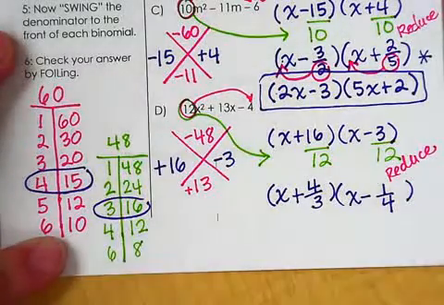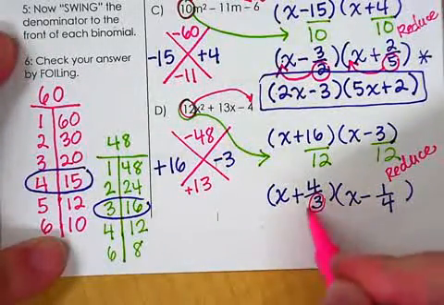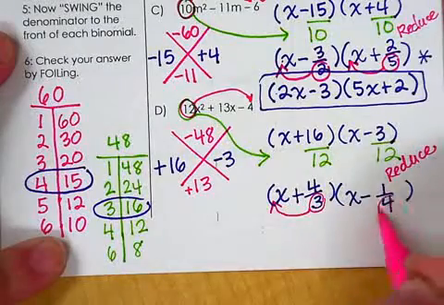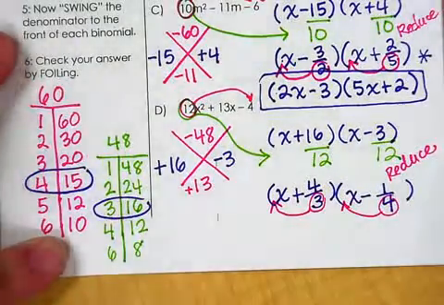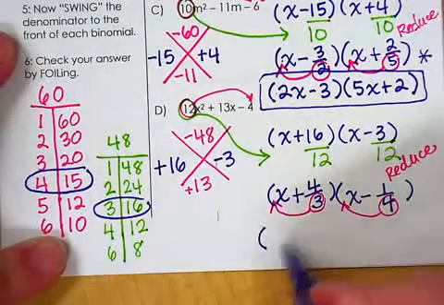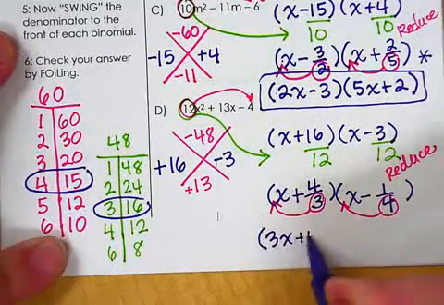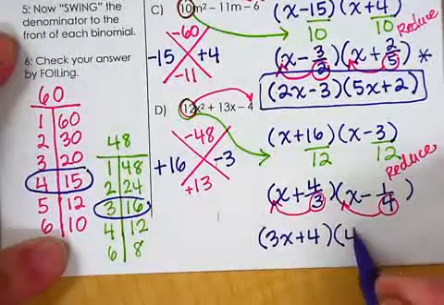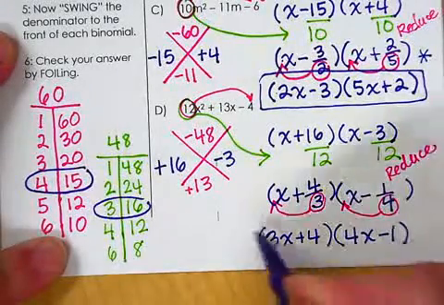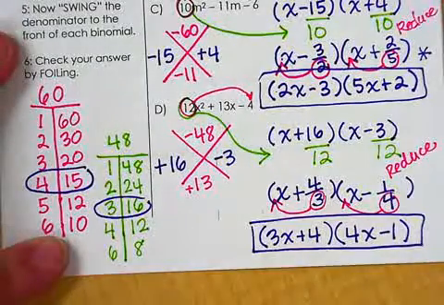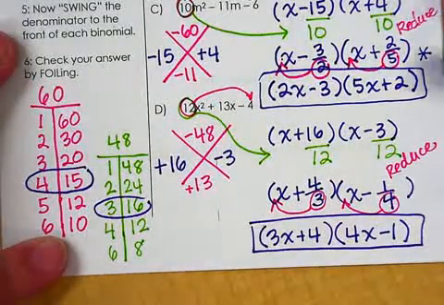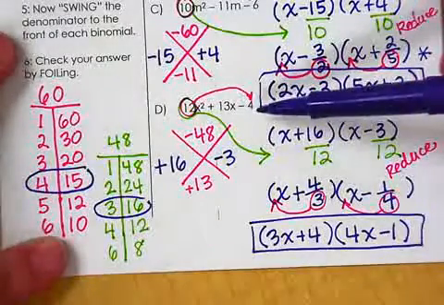Then I take the denominators here and those slide. Denominator slides. Divide and slide. So my factors now are 3x plus 4 times 4x minus 1. And again, I could use FOIL to check to see if that answer works. And it will. It'll FOIL out and become the original problem.